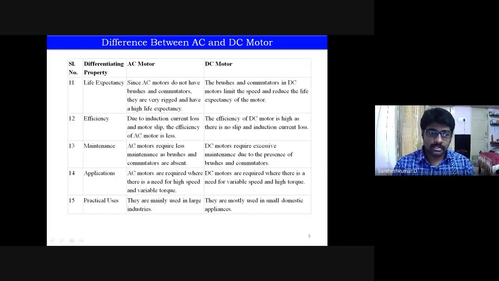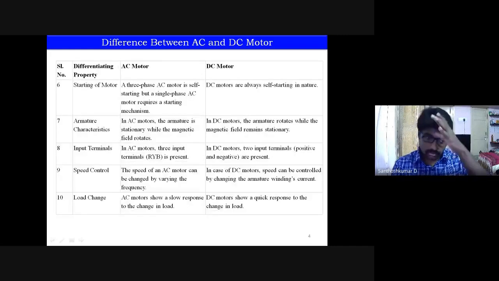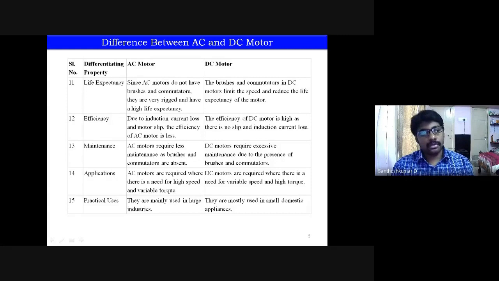And life expectancy. This is why AC motors are generally used in our homes. Even if the input power is very low, the motor is adjusted to keep running. But in DC motors that is not the case, and sparks are produced. Next thing is life expectancy. Since we don't have brushes and commutators in AC motors, they are very rugged and have high life expectancy. Brushes and commutators need much maintenance and may produce sparks, so due to that the life of DC motors may be reduced.